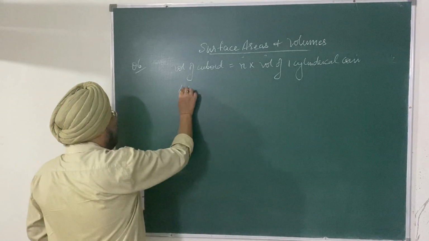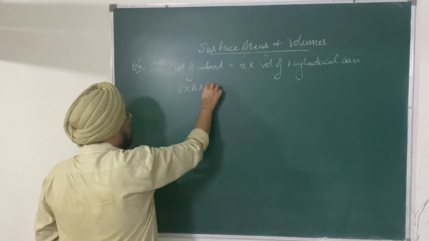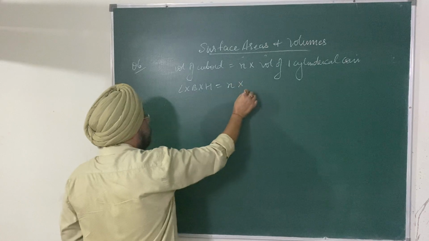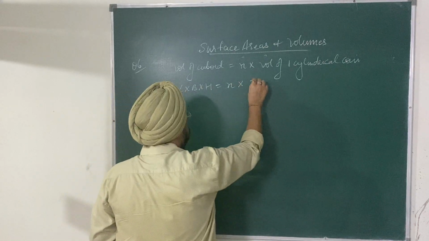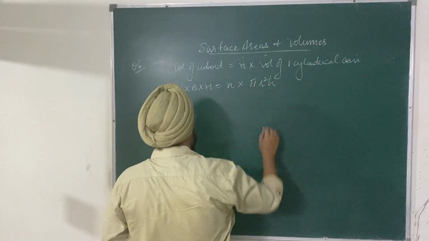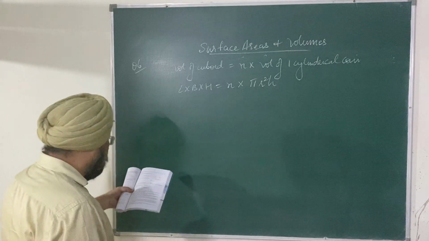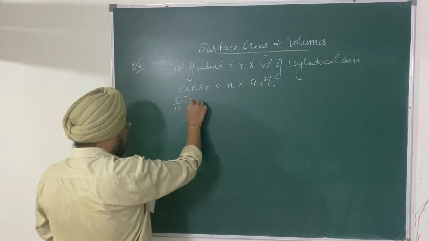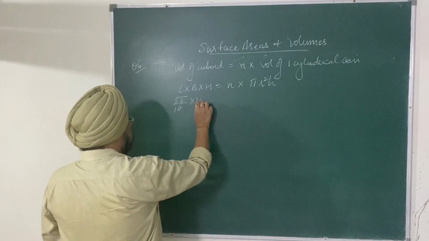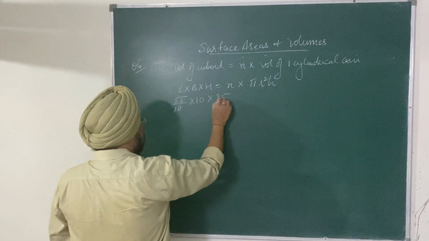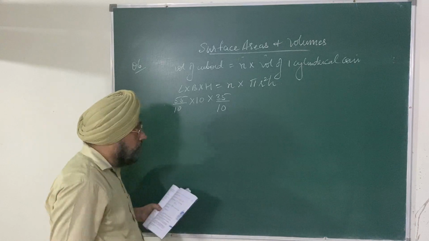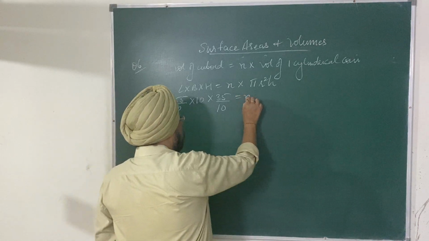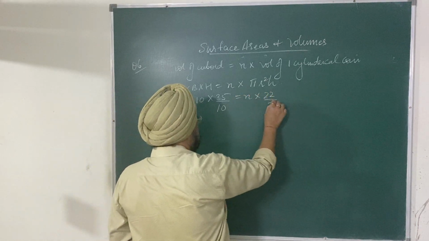So volume of cuboid is L into B into H, and the volume of cylindrical coin is equal to pi r square h. Now you can substitute the value. Length is given as 5.5, so it can be written as 55 by 10. Breadth is 10. Height is 3.5, so it can be written like 35 by 10. And we have to take pi as 22 by 7.